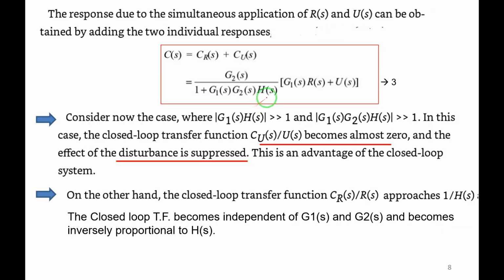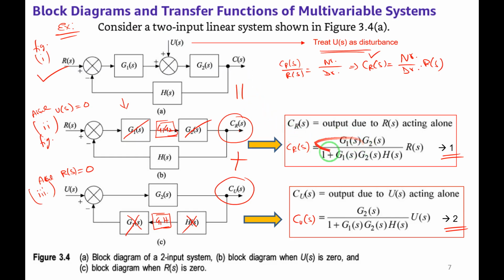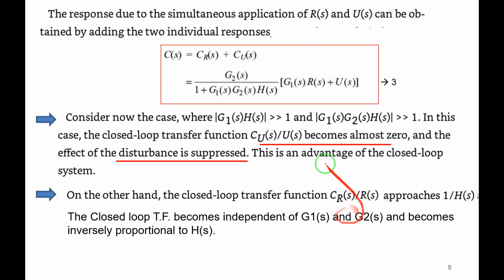We will make use of that. So the total response of the system, C(s), is equal to CR(s) plus CU(s). We have the equation CR(s) here in equation 1, and CU(s). Add them and take common, and this is what we get. This is C(s). I hope you are getting it, right?